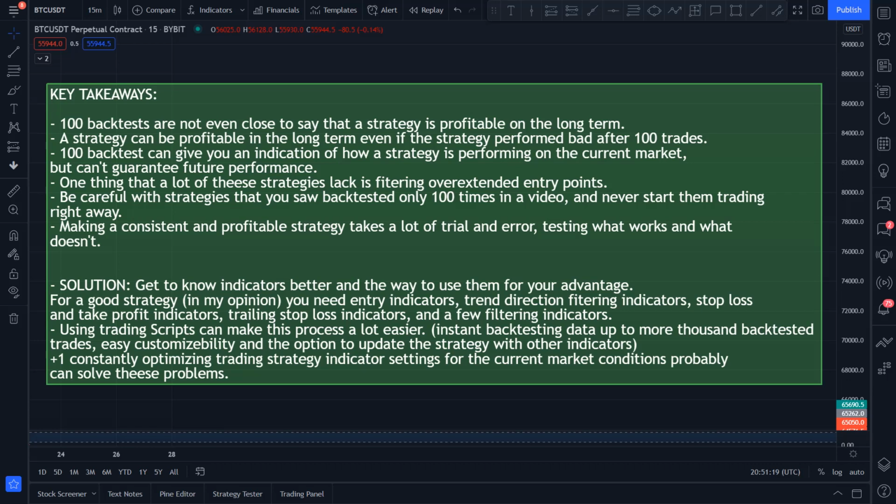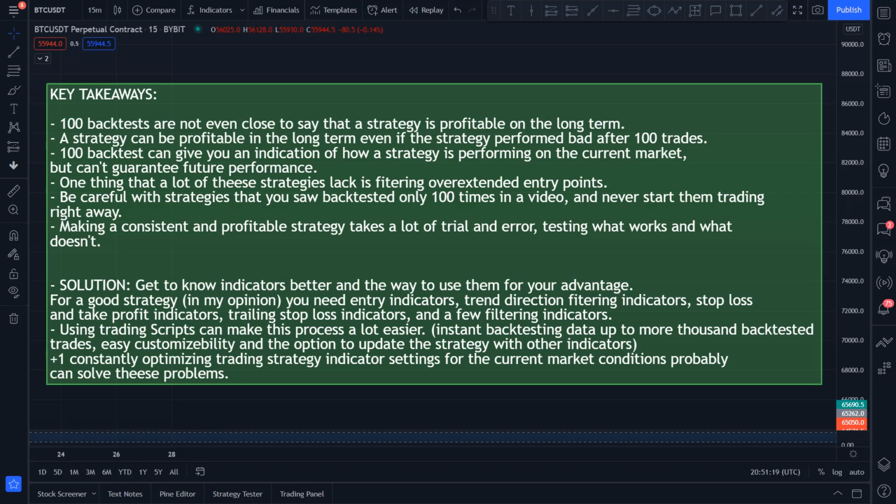The second one is that a strategy can be profitable in the long term, even if the strategy performed badly after 100 trades. This is what I've been talking about earlier: if you put together the first 100 backtests and the current 100 backtests, all of the strategies would have made some profit.